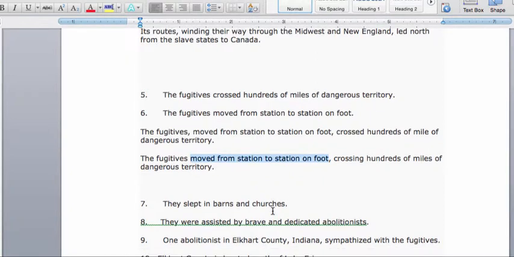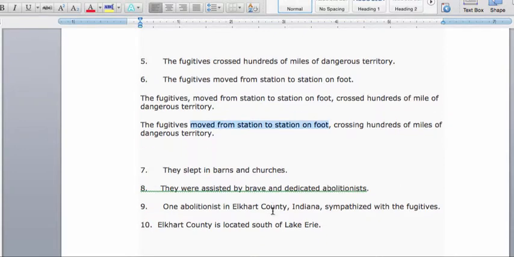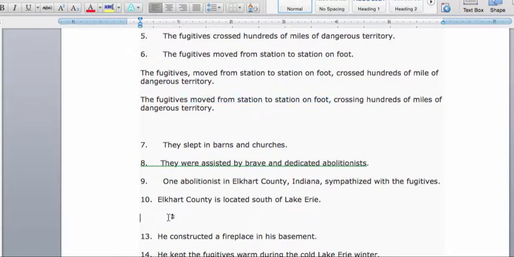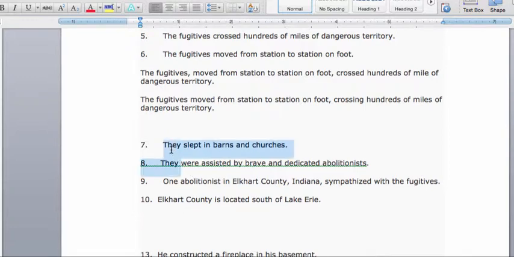Okay, let's see what happens. This one's a little bit more complex, and we're going to have to really think this one through. They slept in barns and churches. They were assisted by a brave and dedicated abolitionist. And then it goes on, okay, we've got two theys, okay? But then it talks about the abolitionist that's right here. So what are we going to do with this? Because now it's going on talking about abolitionists, and then down here it's talking about the county.